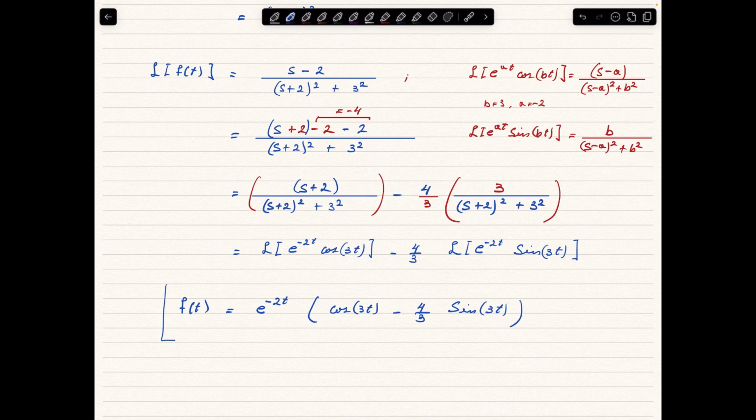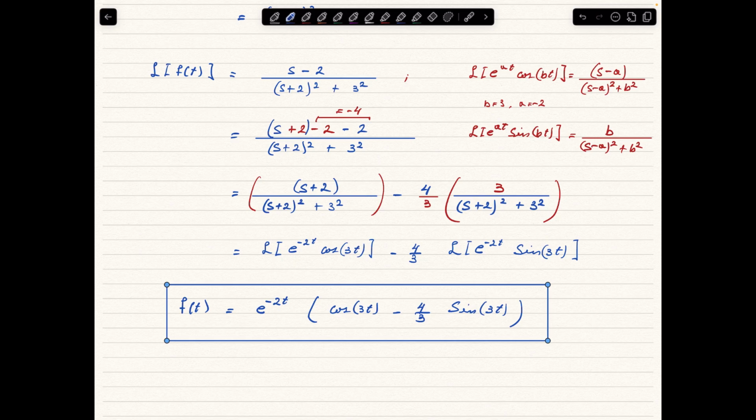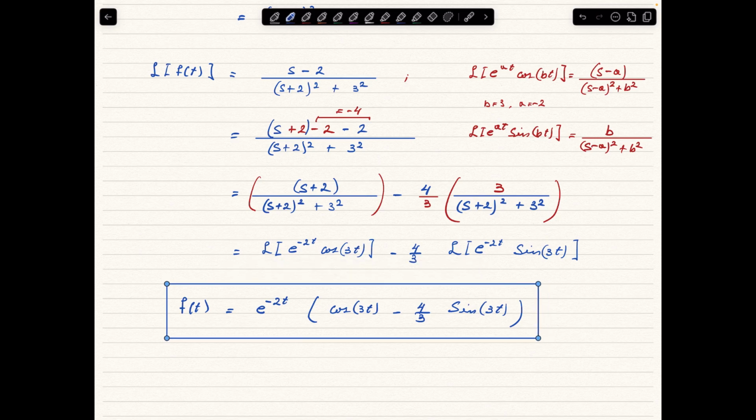And this is how we can use partial fractions when we complete the square. Well, not partial fractions now. We completed the square, and used the properties of the Laplace transform needed to solve this problem.